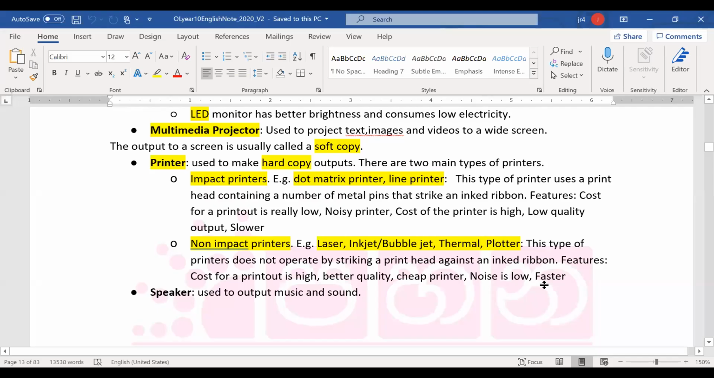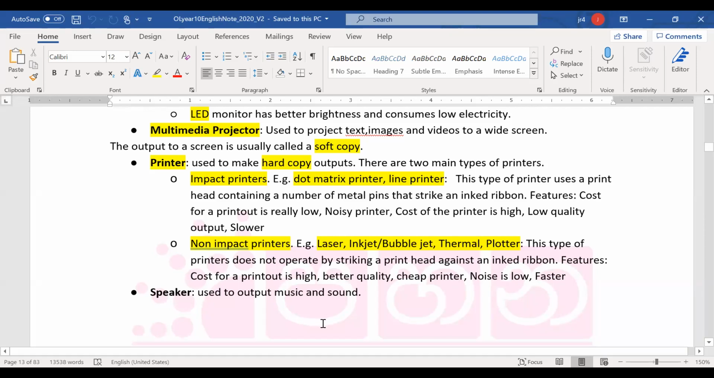So you see that when it comes to printers, first of all, we can categorize them as impact printers and non-impact printers. Under that, we have seen impact printers. We discussed the dot matrix printer and line printer, which are noisy printers, but the cost of a printout is quite low.